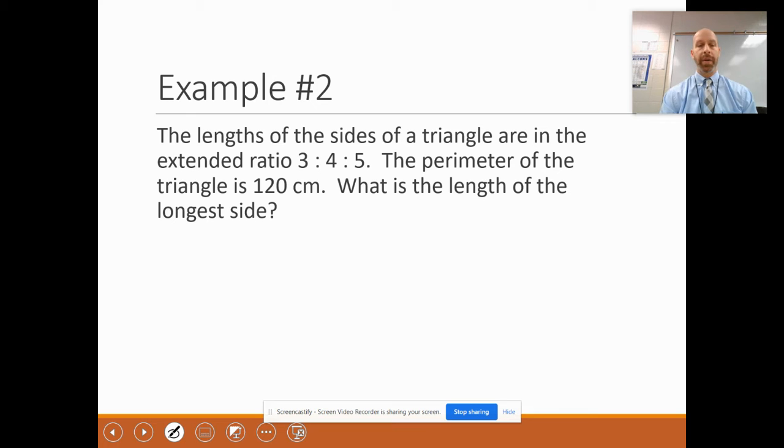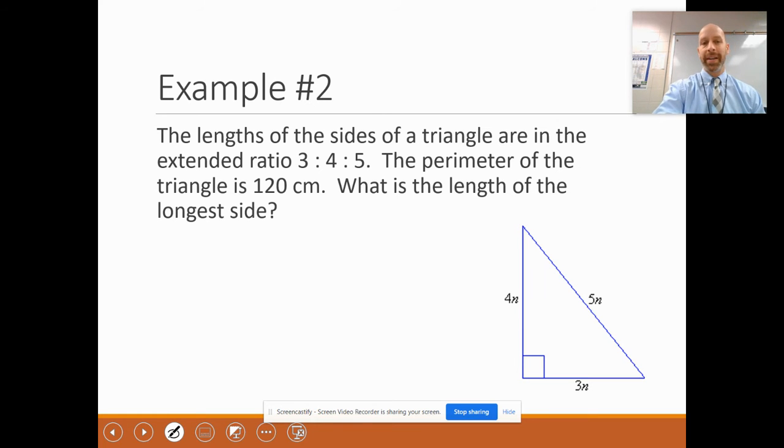All right, example 2. It says the lengths of the sides of a triangle are in the extended ratio. I mentioned extended ratio earlier, so we're going to see an example here. It says the perimeter of the triangle is 120 centimeters. What is the length of the longest side? Well, the good news is I've already got my picture drawn here. We can see that the extended ratio is 3 to 4 to 5. Now, I don't know what n is, because remember, this is an extended ratio, but the ratio is reduced. So if you took 3 plus 4 plus 5, you do not get 120.